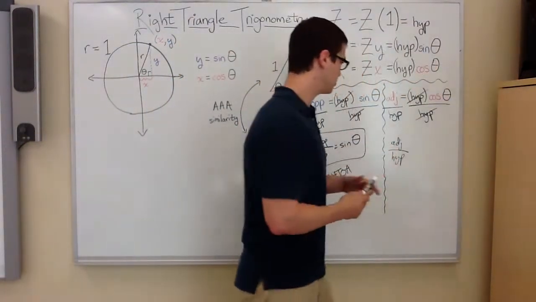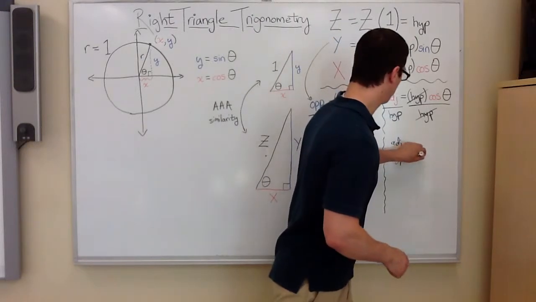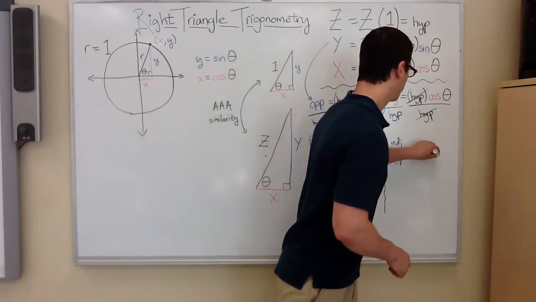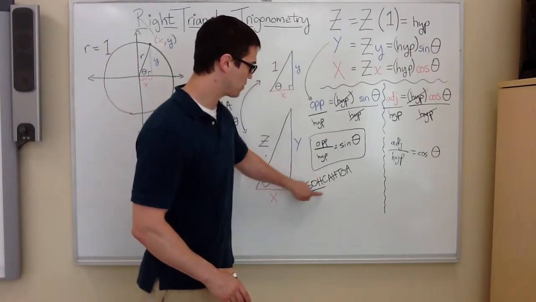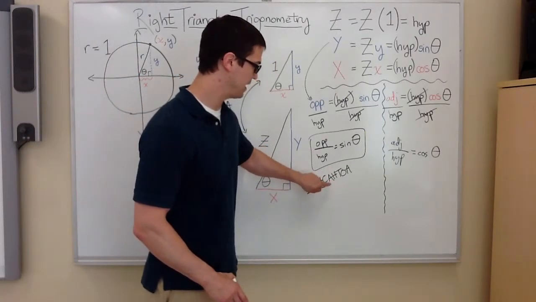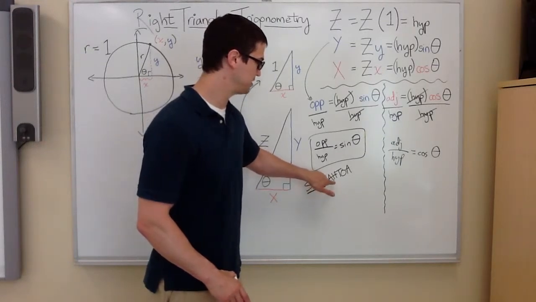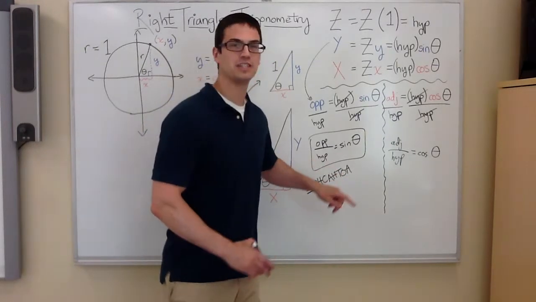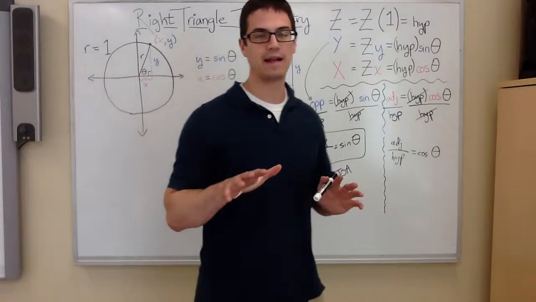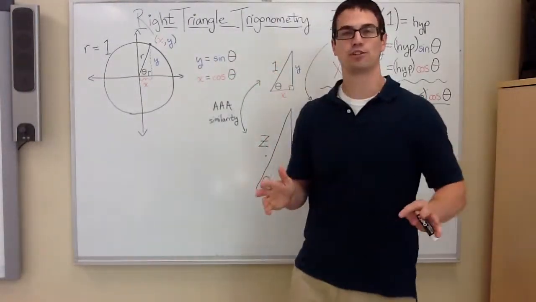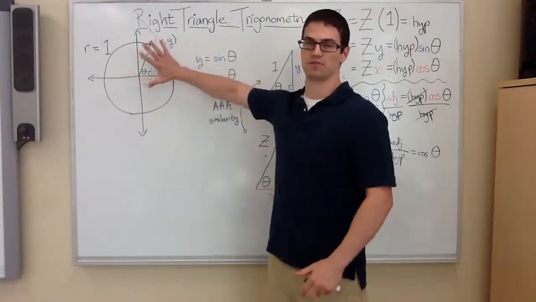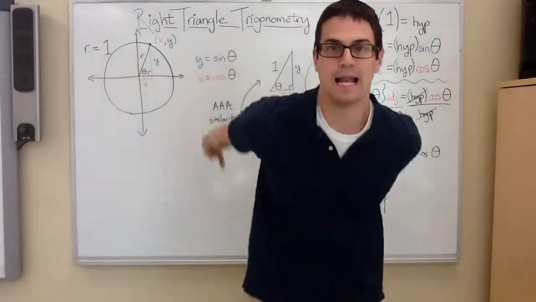So adjacent over hypotenuse is equal to cosine theta. And if you look at our mnemonic to remember this, SOHCAHTOA, the CAH part right here, cosine is equal to adjacent over hypotenuse. Now we're going to go over tangent in the next video, so don't worry about that right now. This just shows you how to use sine and cosine for any triangle, and it's all based on the unit circle. If you have any questions, let me know.